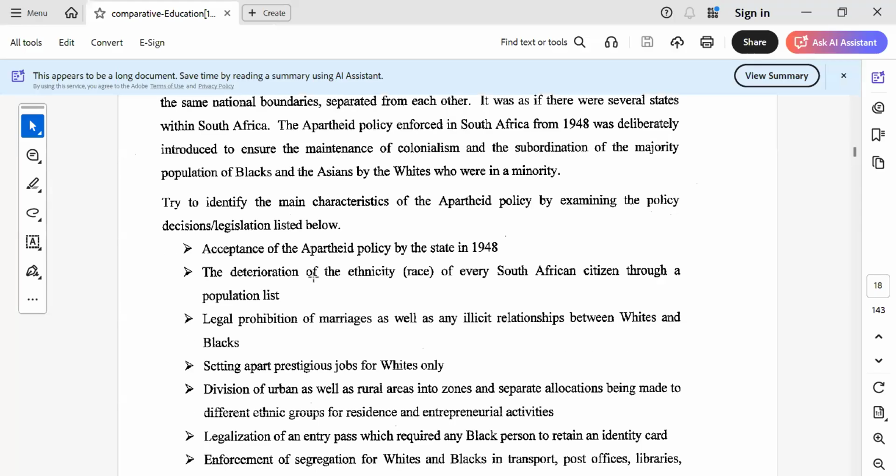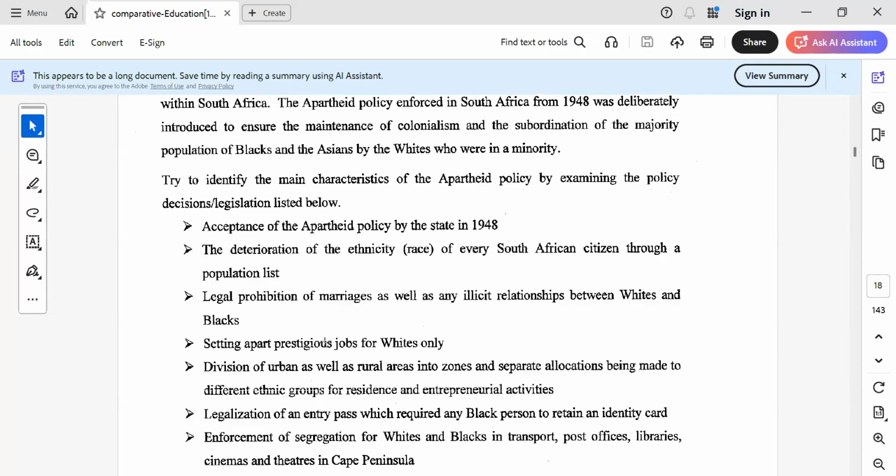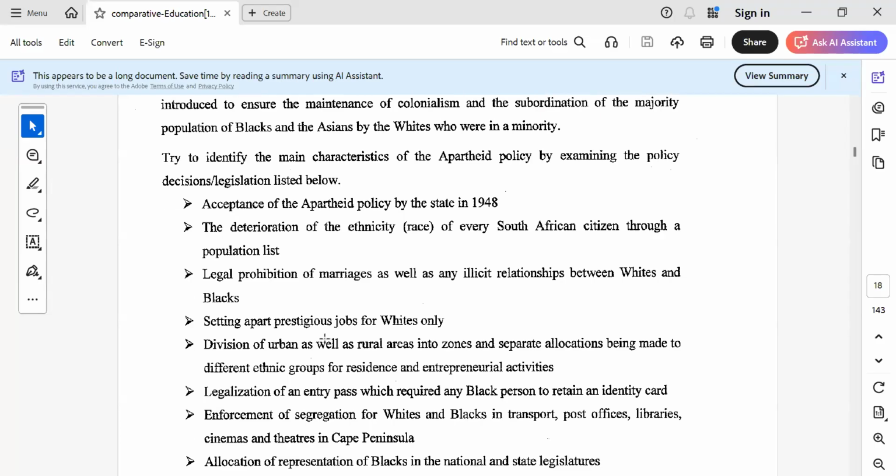Division of urban as well as rural areas into zones and separate allocation being made to different ethnic groups for residence and entrepreneurial activities, right? So see how they have prepared the policy, right, to safeguard the South African whites. And legalization of entry pass, which required any black person to retain an identity card. So entry pass is required.